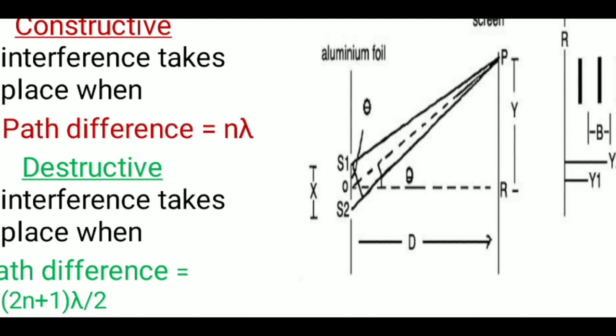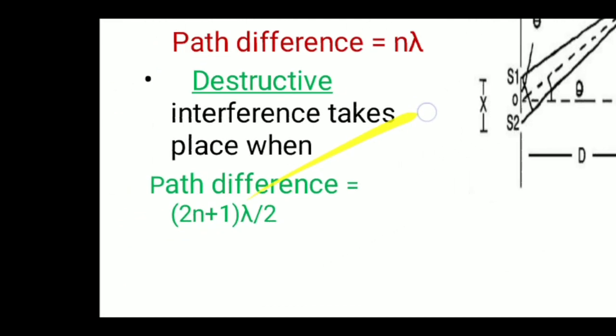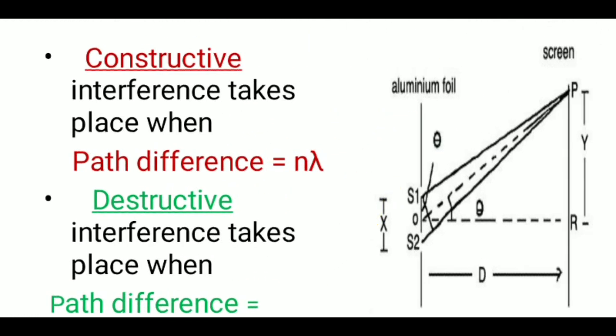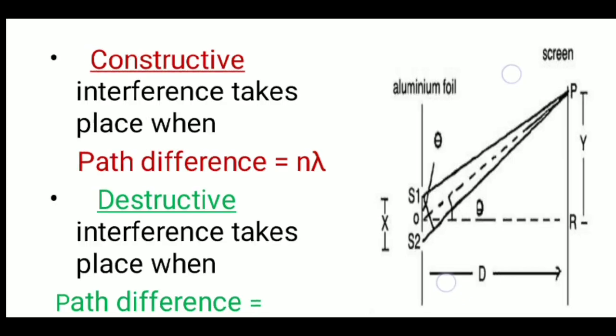If the path difference is an integral multiple of the wavelength of light, the point P is of maximum intensity. If the path difference is an odd multiple of half the wavelength, then the point P is of minimum intensity. Hence, the interference pattern consists of bright and dark bands, and they are called fringes.